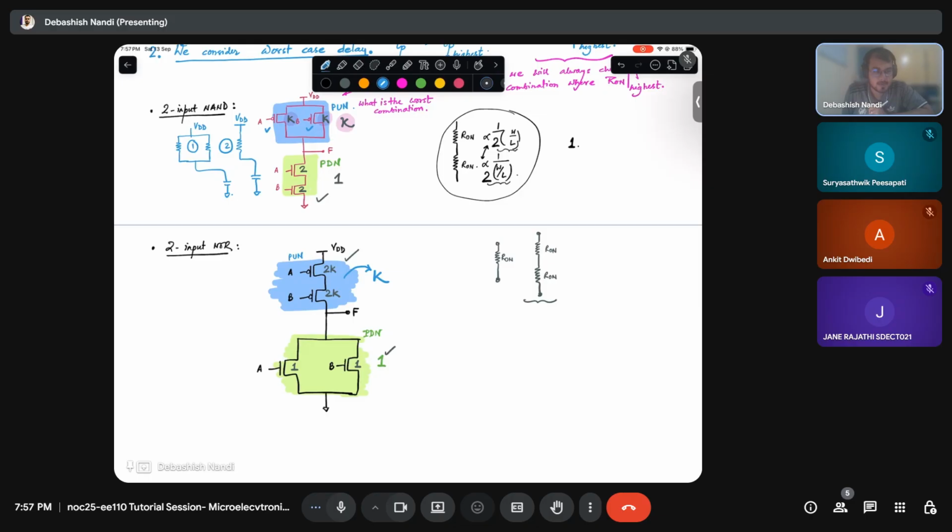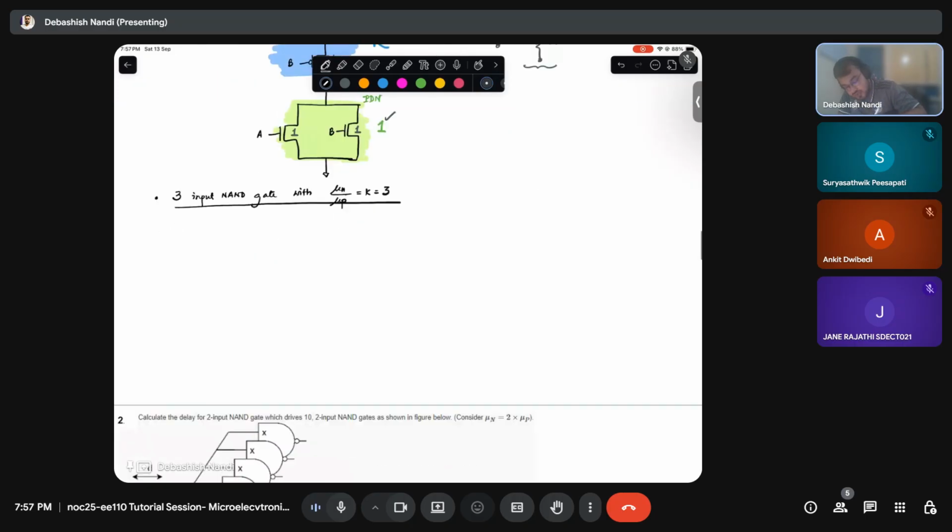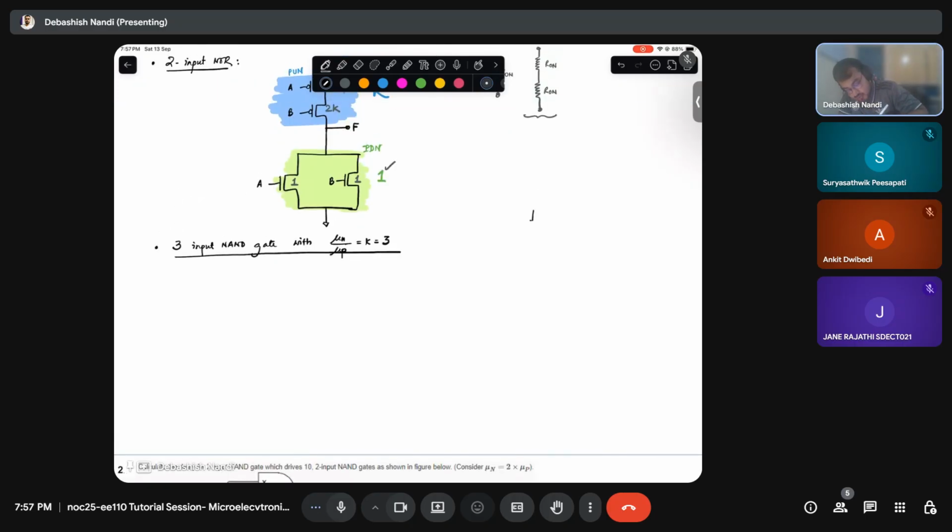Is this clear? Clear, sir. So if that is clear to you, now we will come to the question. 3 input NAND gate with mu n by mu p equal to k equal to 3. So first thing is we will draw the 3 input NAND gate.